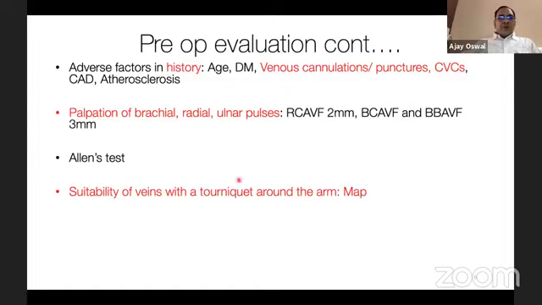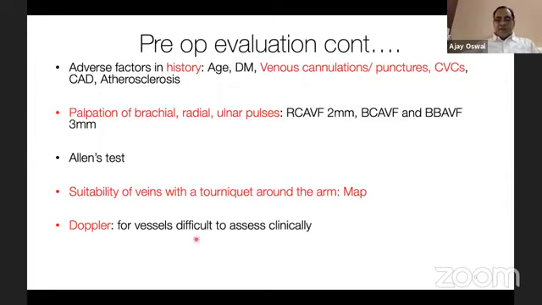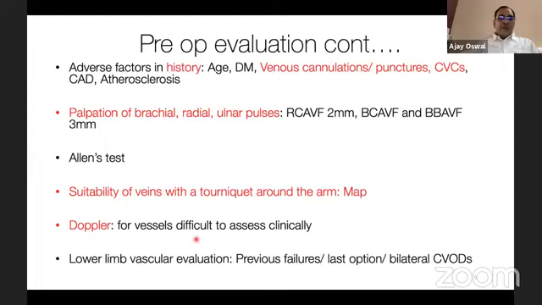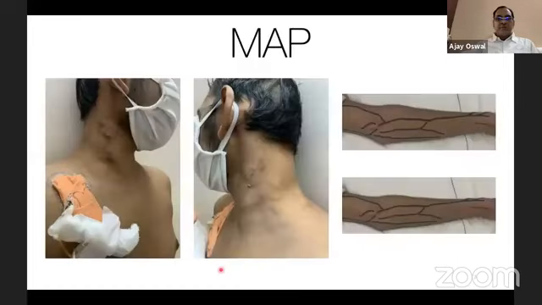Whether the veins are suitable or not, we tie a tourniquet in the arm, inflate the tourniquet to 90 or 100 millimeters of mercury, let it be there for 5 minutes, let the vein get inflated, and then map the veins and artery, as I will show you in subsequent slides. If vessels are difficult to assess clinically, then Doppler is essential. And if upper limb vessels are not available for fistula construction, then lower limb vascular evaluation should be done.